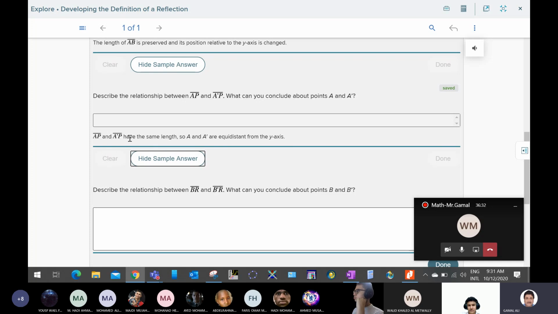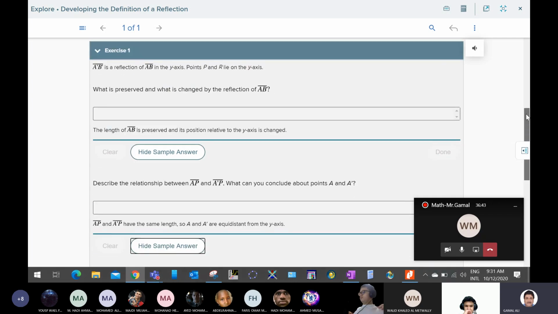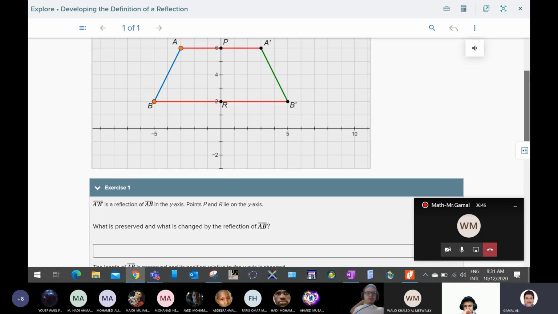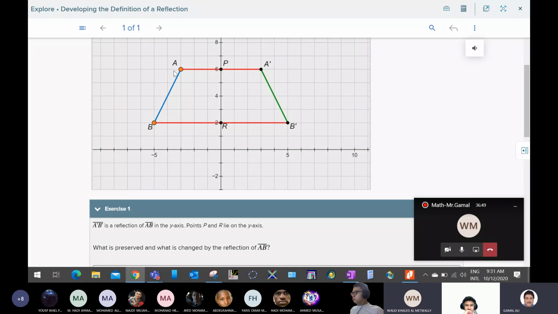AB has the same length as A dash B dash. A and A dash are equidistant. Do you understand what equidistant means, guys? They have the same distance from the points to the y-axis. Look at the distance between the point A and the y-axis. It is 1, 2, 3 units. What is the distance between A dash and the y-axis? 1, 2, 3. So we can say AP is congruent with A dash P.